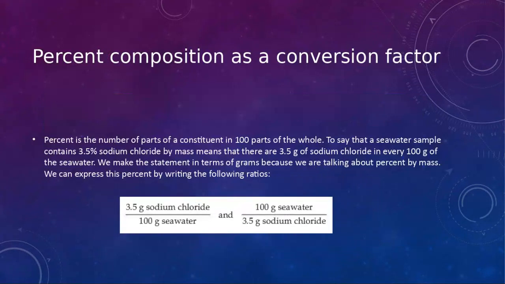Percent composition as a conversion factor. Percent is the number of parts of a constituent in 100 parts of the whole. To say that seawater, for example, contains 3.5% sodium chloride by mass means that there are 3.5 grams of sodium chloride in every 100 grams of seawater. Don't forget that. That means 3.5 grams sodium chloride per 100 grams seawater. Don't forget that.